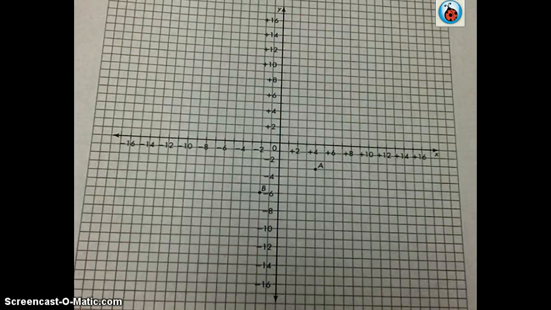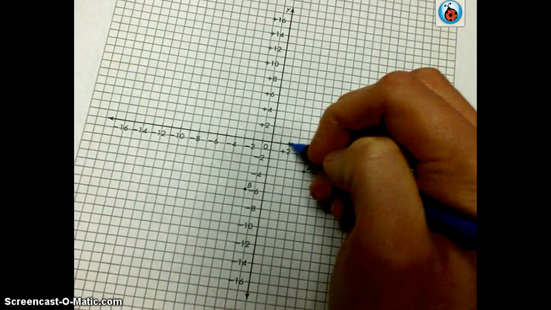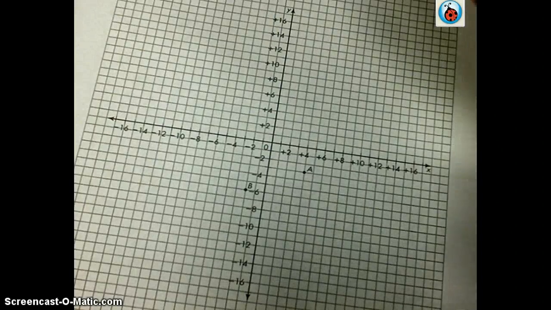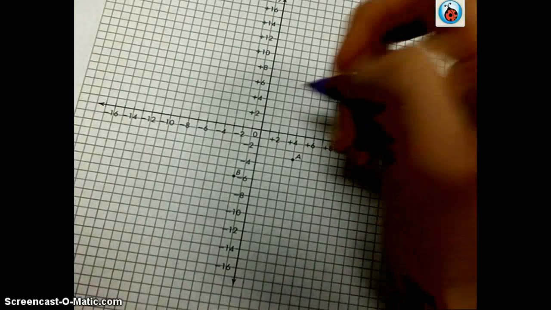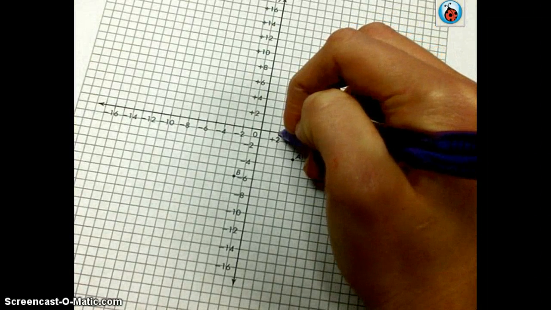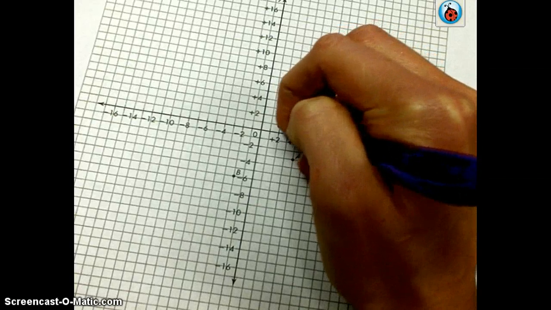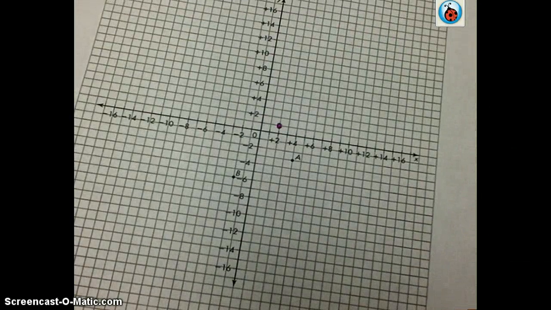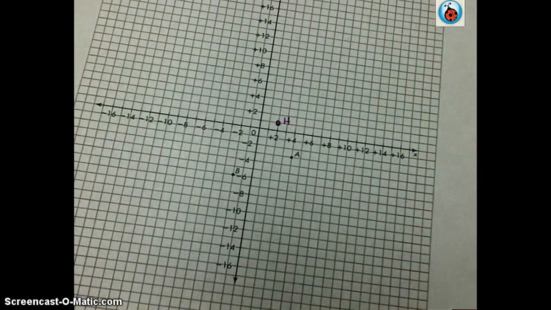So, 2, 1. Remember, X, then Y. So on the X-axis, go over 2. For the Y-axis, you're going up 1. Plot your point there. Now, do you want to make it huge? No, because you don't want it to go into other boxes, but you want it to be visible, and label it. H.